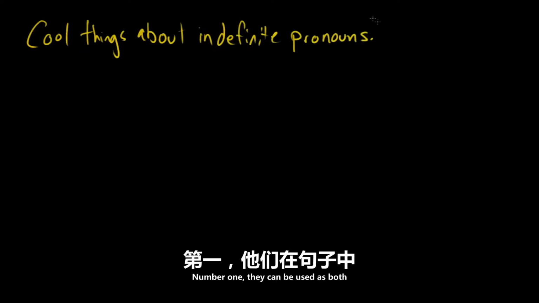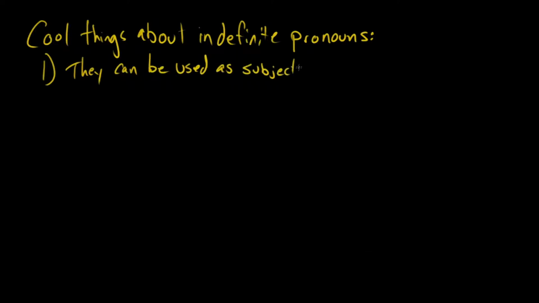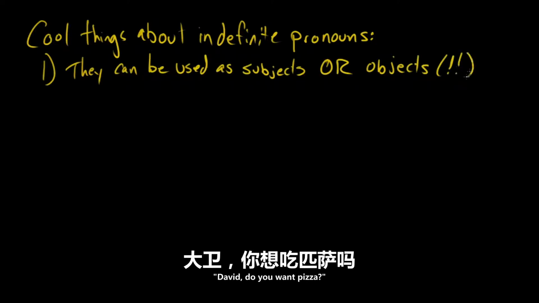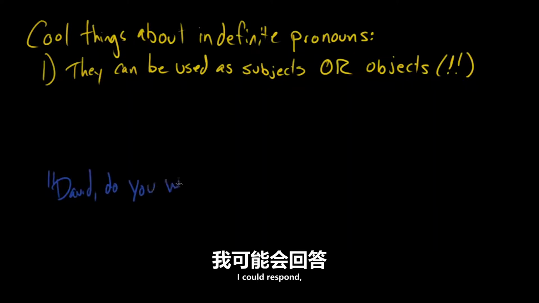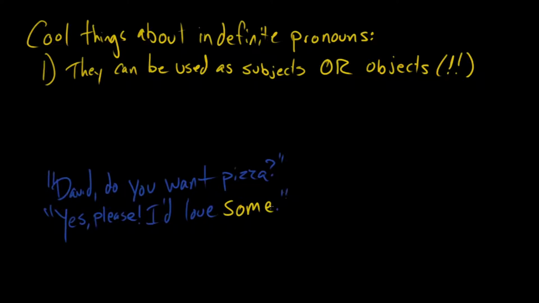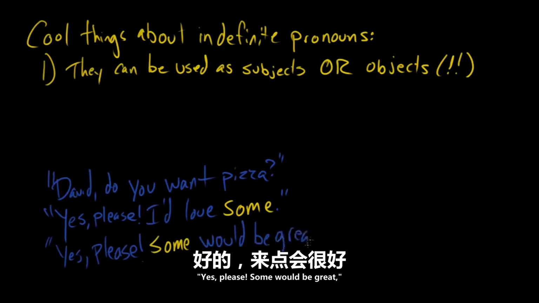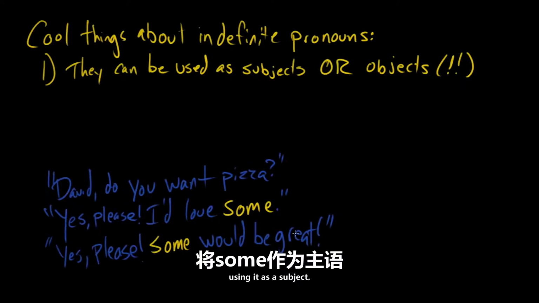Number one, they can be used as both subjects or objects in a sentence. So if you said to me, David, do you want pizza? I could respond, yes please, I'd love some, using it as an object. Or equally plausibly, I could say, yes please, some would be great, using it as a subject.